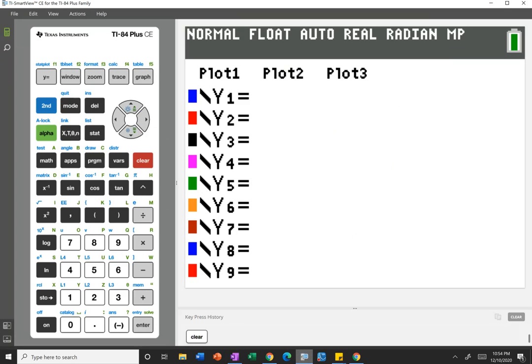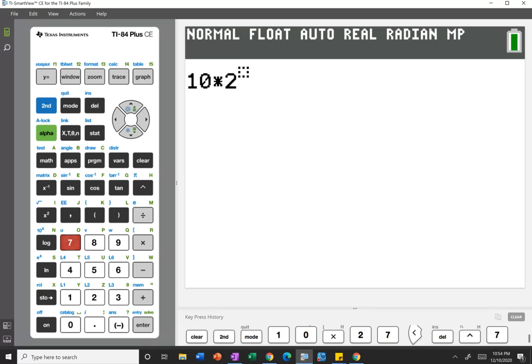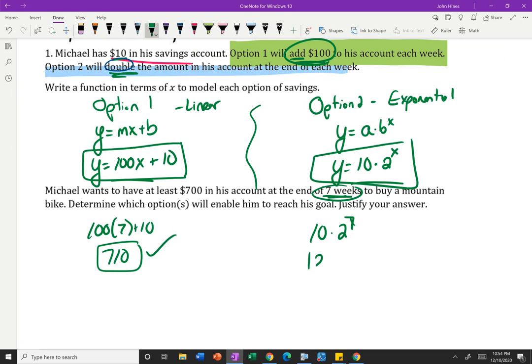This next option, let's plug it into our calculators. 10 times 2 raised to the 7th power is 1280. Does that work? It does. So I'd pick option 2, but that's not what it's asking. It's asking which will let him reach his goal. The answer is both of them. Both of them will let him reach his goal.